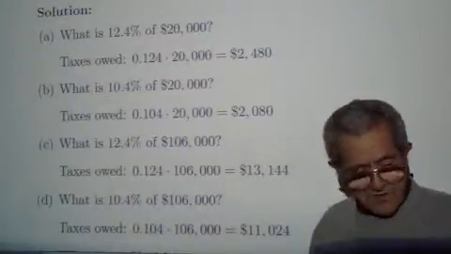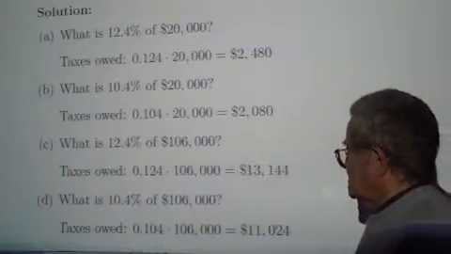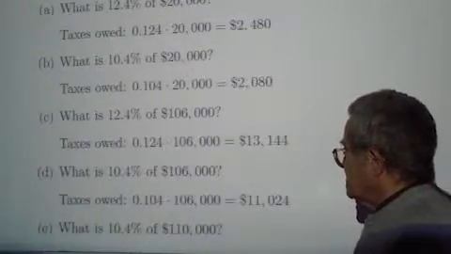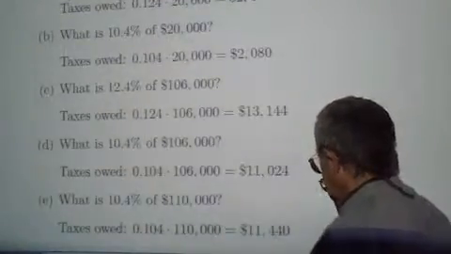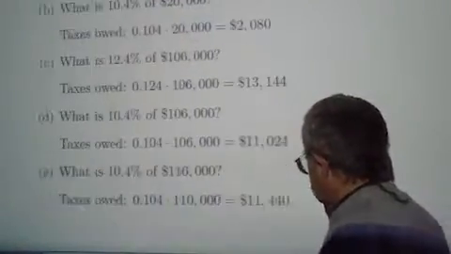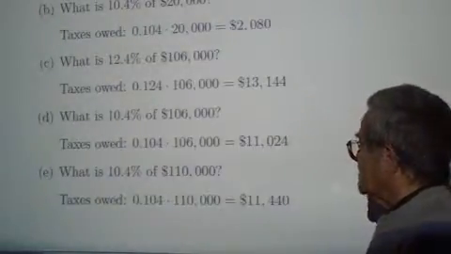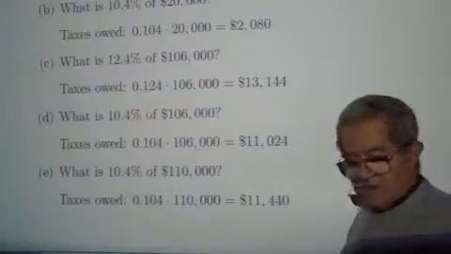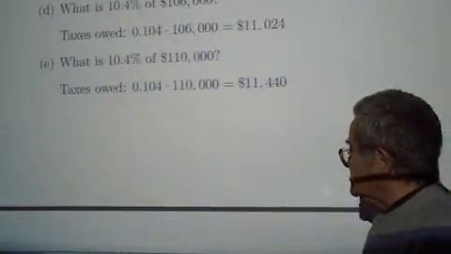You want to copy that for a few seconds. And then we have a part E. 10.4% of 110,000. I came out with 11,440. Okay, we move on. That was tables.